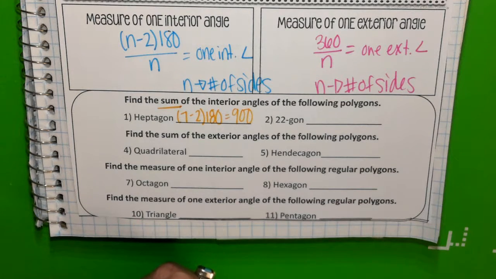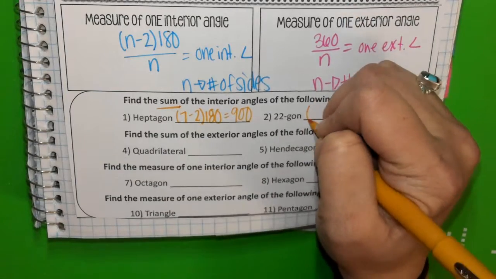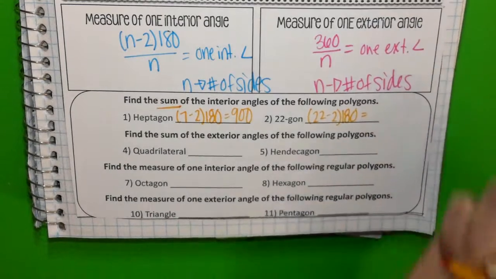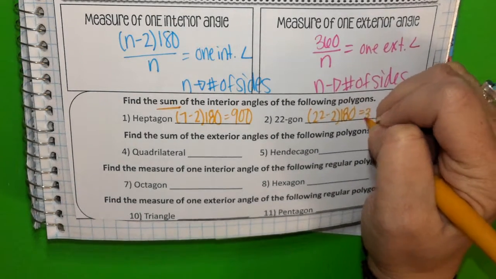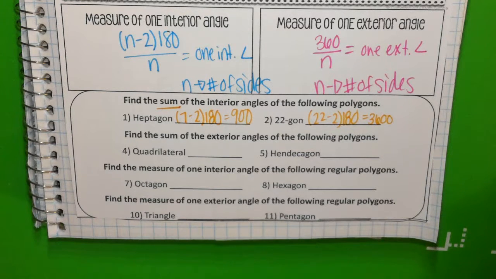What about a 22-gon? A 22-gon has 22 sides. So they just haven't come up with a name for it. Yes, it's the shape with 22 sides. So you would do 22 minus 2 times what? 180. What's 22 minus 2? 20. And what's 20 times 180? 3,600. Where do you get the 2 from? It's in the formula.